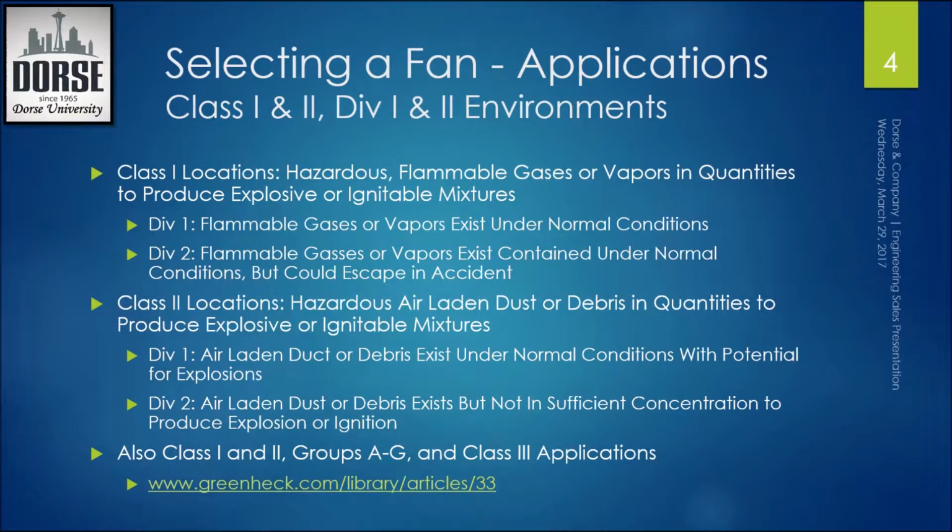So class 1 locations, we'll talk about this briefly at a high level. They're your vapors and gases in quantities that would produce an explosion or ignite. And div 1 means that they are always existing and they're there under normal conditions, whereas div 2 means that they are there in the space in an accident. They're not always there, but it could happen. So class 1 div 1 is how you describe that. Class 2 is air laden dust or debris that could result in an explosive environment or ignitable mixture. Again, div 1 means it's always there, it's normal. Div 2 means it could happen, but it's not normal.